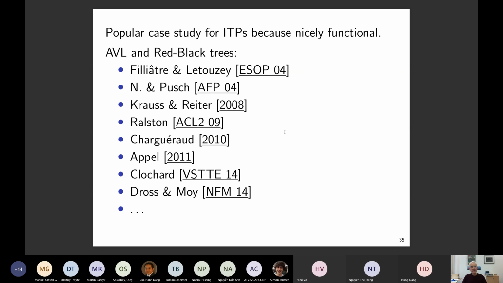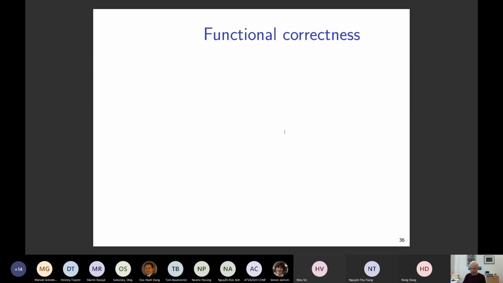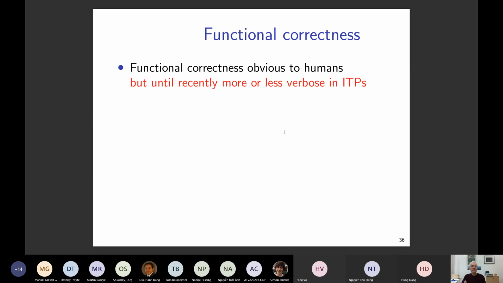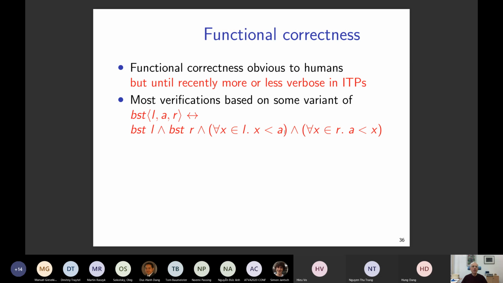I don't want to go into the details here, but the question is, how do you actually prove functional correctness? Shouldn't it be easy? Well, it's obvious to humans. If you look at these algorithms, yes, clearly they are functionally correct. They are simple enough. But until recently, these proofs in interactive theorem provers were more or less verbose. Why was that? I blame it on this definition of the binary search tree invariant that had to be verified. A tree with a node with a left subtree, some element, and a right subtree is typically defined to be a binary search tree if the two subtrees are binary search trees and everything in the left subtree is less than the element in the middle, and everything in the right subtree is bigger than the element in the middle. You can do it like that, but then it typically isn't easy to automate.